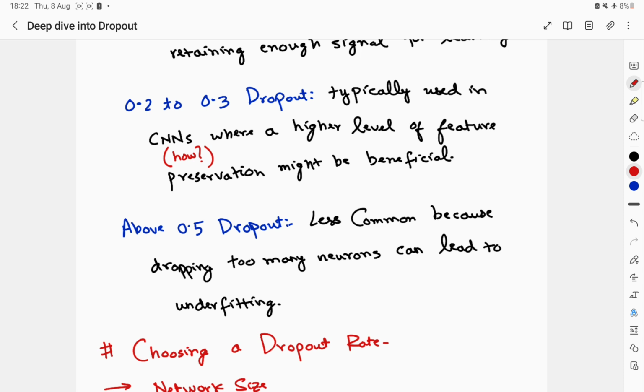And like I mentioned, you might want to use 0.2 to 0.3 dropout because you might want to preserve some of the features or the textures or the edges or shapes that this convolution layer has learned, and therefore a very high dropout value is often avoided when you're using CNNs.